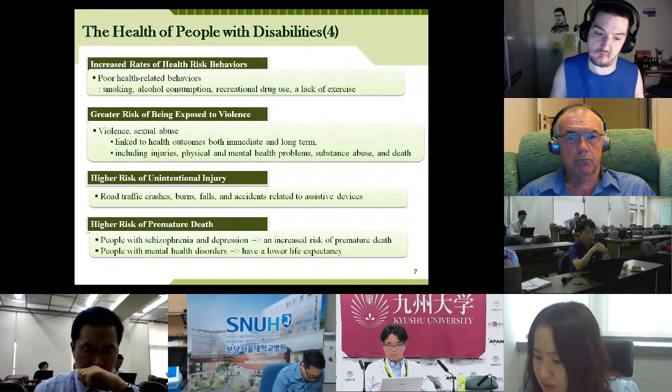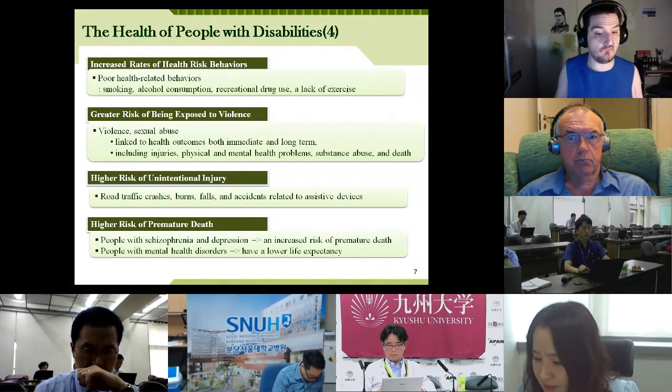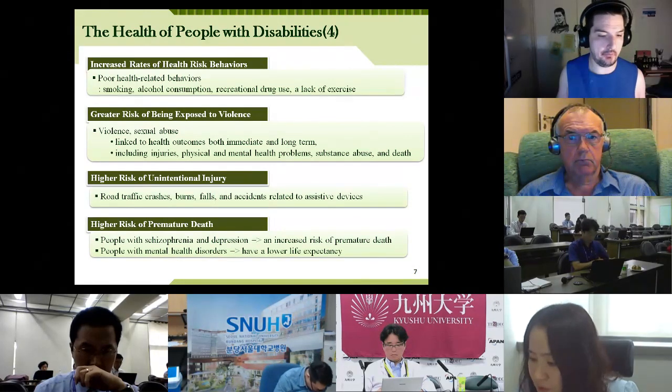Compared with people without disabilities, people with disabilities are more likely to have an increased risk of premature death and a lower life expectancy.